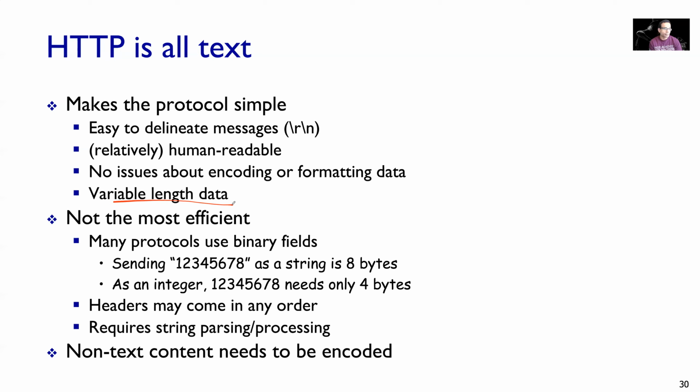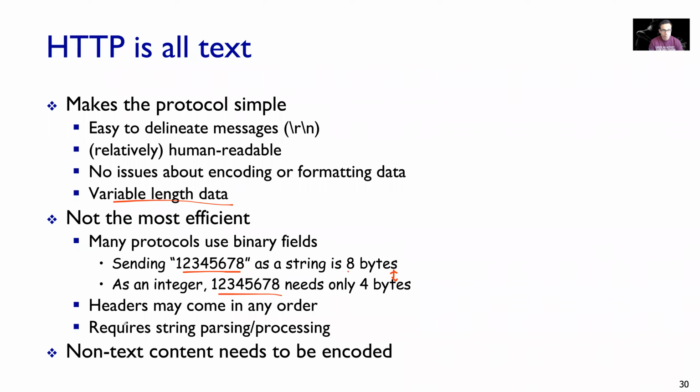And certainly it's not efficient, right? So for example, if you wanted to send a number like this, if you send it as ASCII, you are basically using 8 bytes, one for each digit, whereas if you used a 4-byte integer, you could send the same thing, right? So you're basically saving 50% if you chose to use integers rather than sending stuff like that. So certainly it's not very efficient.